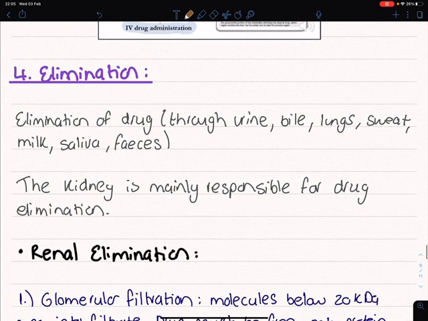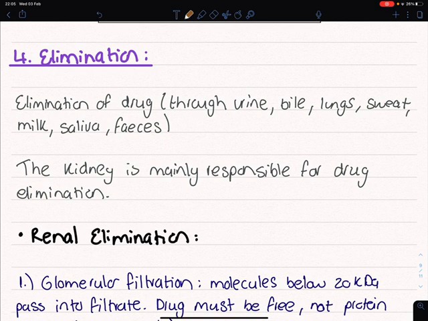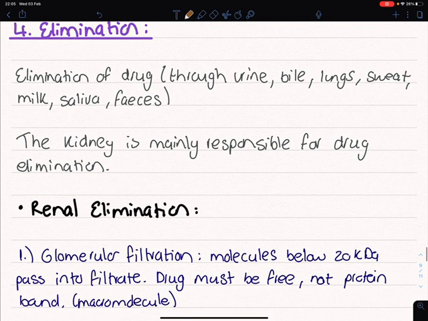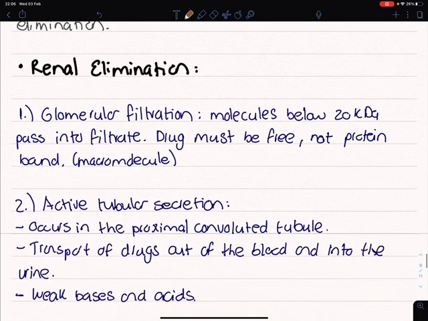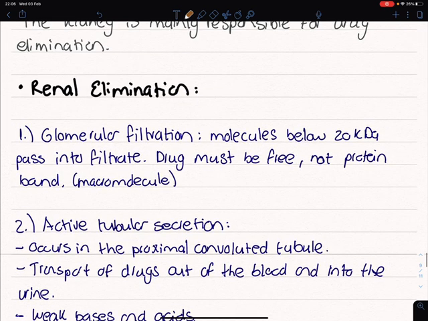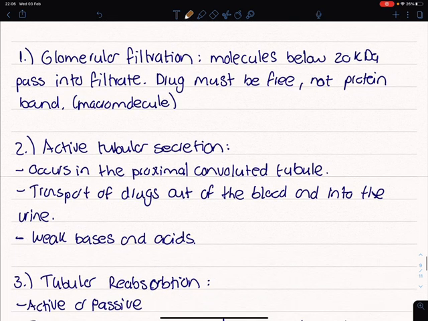Then moving on to the elimination, which occurs mostly in the kidneys. The elimination can be through urine, bile, the lungs, sweat, milk, saliva, and feces. The kidney is mainly responsible for drug elimination, as I just said. There are also 3 ways for renal elimination. The first one is glomerular filtration. This is when molecules are very small, below 200 kDa, to pass into the filtrate. And the drug must be free, not protein bound, because when it's protein bound, it's a macromolecule and it's too big to move into the filtrate.